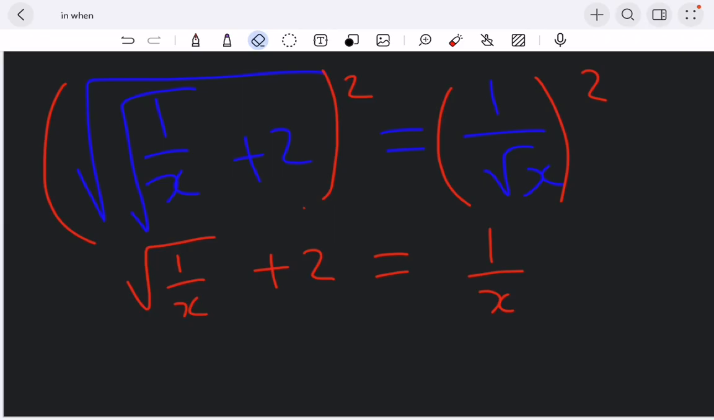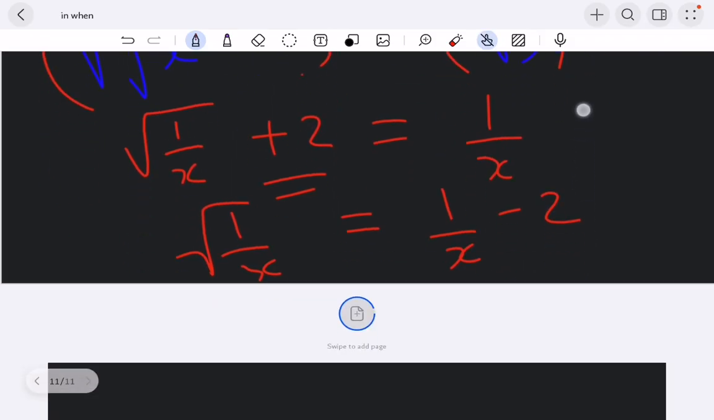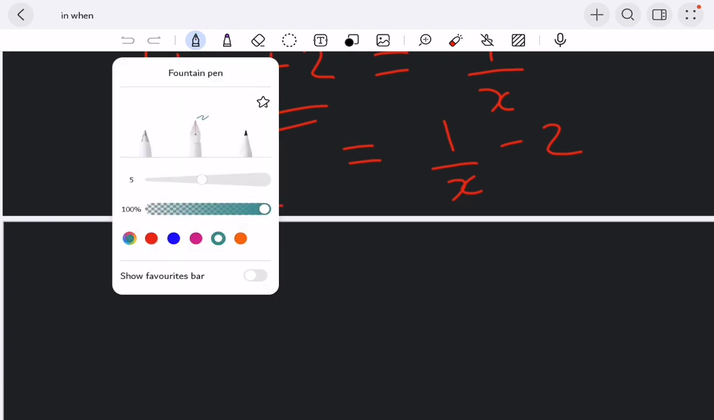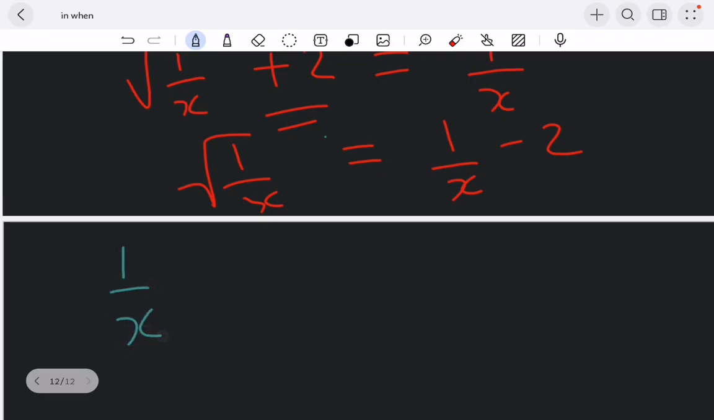Okay, so on to this one. Now we have a clear direction. We're just going to take this 2 to the right hand side, so we get 1 over x is equal to 1 over x minus 2. Okay, so I'm just going to take this one a bit down and then square both sides. I'm just going to square with a different marker. We're going to get 1 over x is equal to 1 over x minus 2 squared. Okay, we squared both sides.